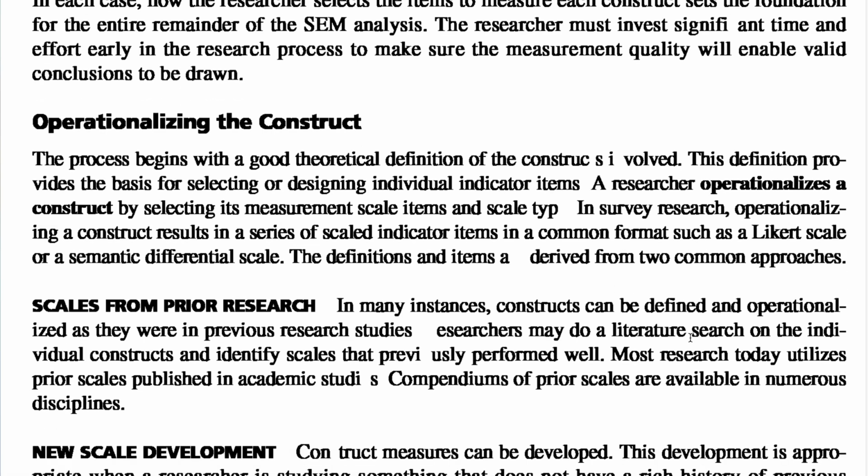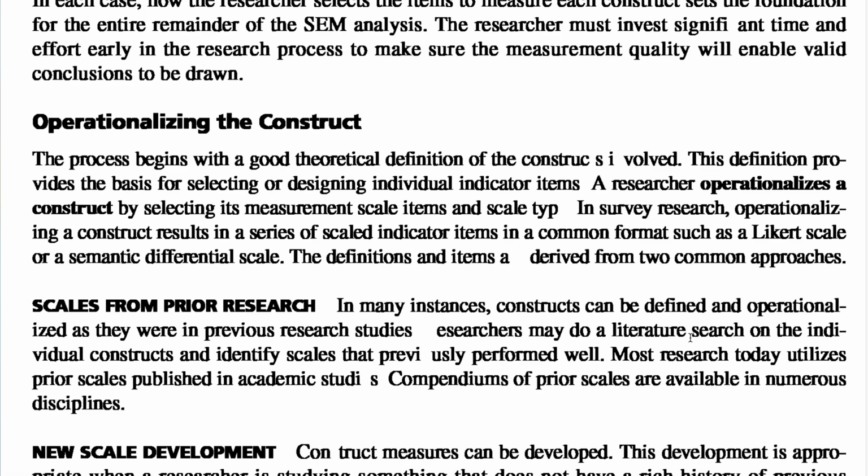Operationalizing the construct. The process begins with a good theoretical definition of the construct involved. This definition provides the basis for selecting or designing the individual indicator items. A researcher operationalizes a construct by selecting its measurement scale items and scale type. In survey research, operationalizing a construct results in a series of scale indicator items in a common format such as the Likert scale or the semantic differential scale.